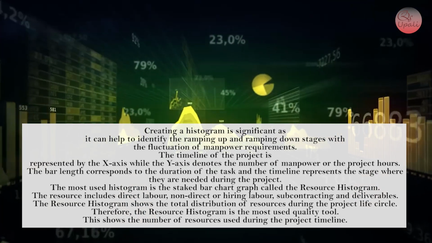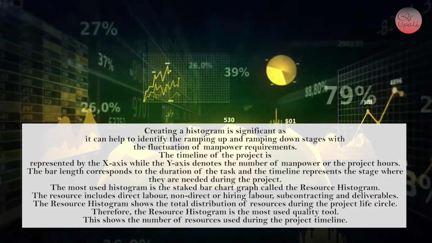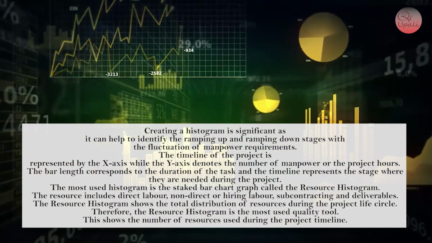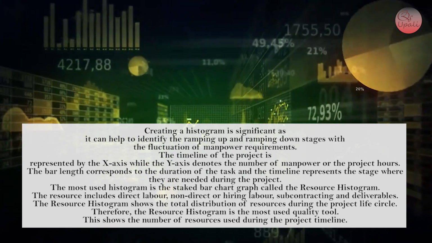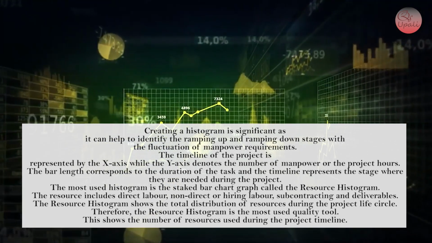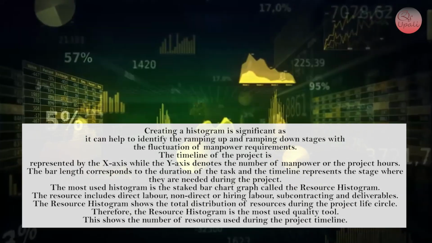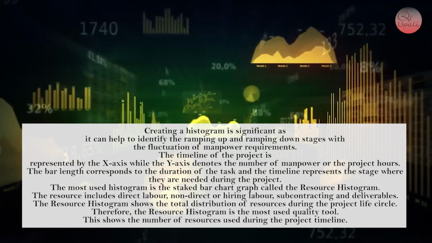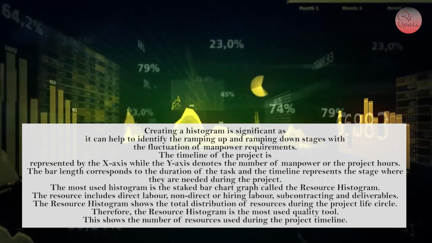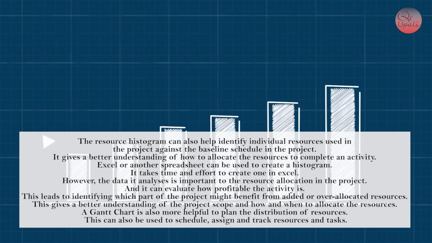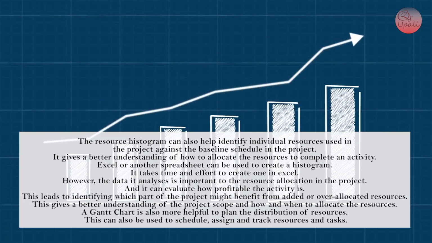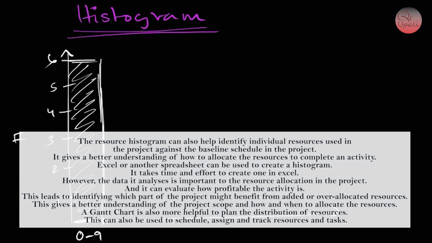The resource includes direct labor, non-direct or hiring labor, subcontracting, and deliverables. The resource histogram shows the total distribution of resources during the project life cycle. Therefore, the resource histogram is the most used quality tool. This shows the number of resources used during the project timeline. The resource histogram can also help identify individual resources used in the project against the baseline scheduled in the project. It gives a better understanding of how to allocate resources to complete an activity.